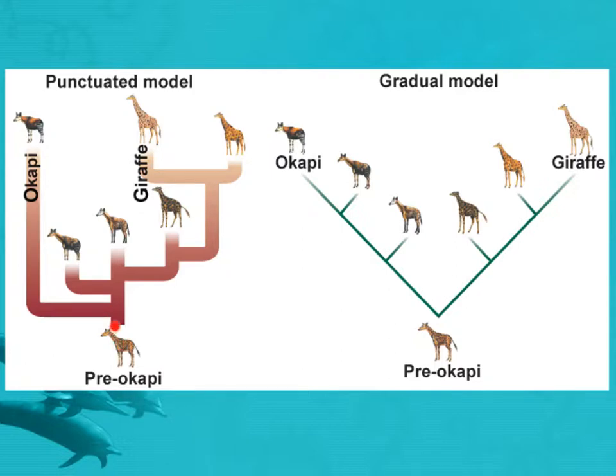Other scientists have said that maybe this offshoot happened very rapidly, and some of these offshoots over here happened more rapidly. Which is correct? Well, there's a debate, and as I've said before, it probably could have been some combination of the two.